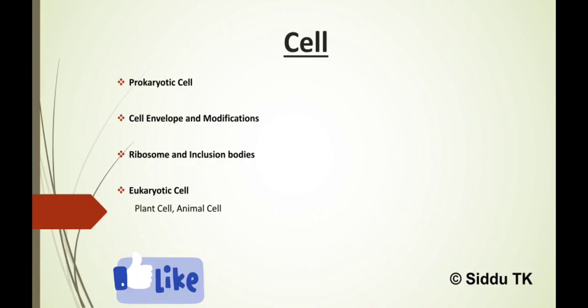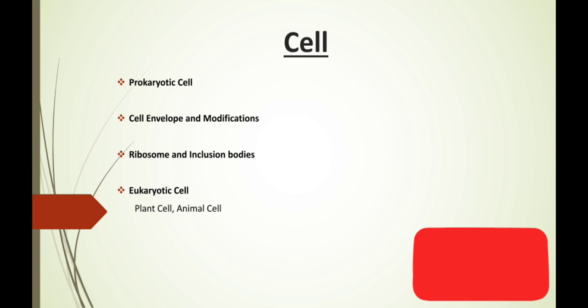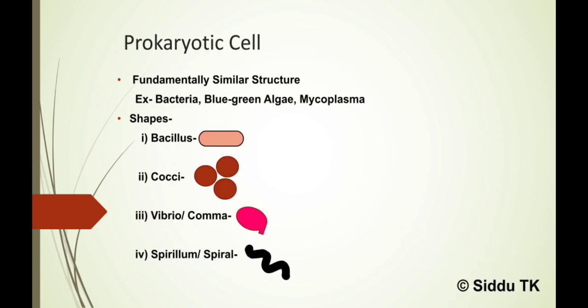In this video, we will discuss the prokaryotic cell and its detailed structure, along with the eukaryotic cell. Pro means primitive, karyon means nucleus. Prokaryotic cells are the cells with a primitive nucleus. Prokaryotic cells fundamentally have similar structure, and examples are bacteria, blue-green algae, and mycoplasmas. Blue-green algae are also known as cyanobacteria.